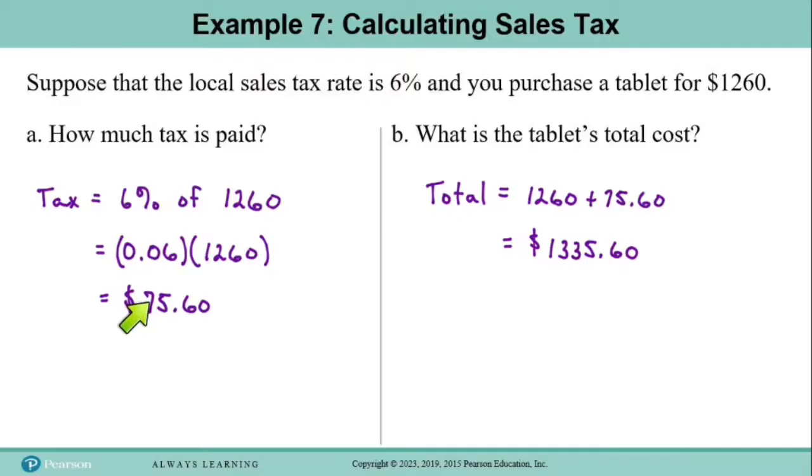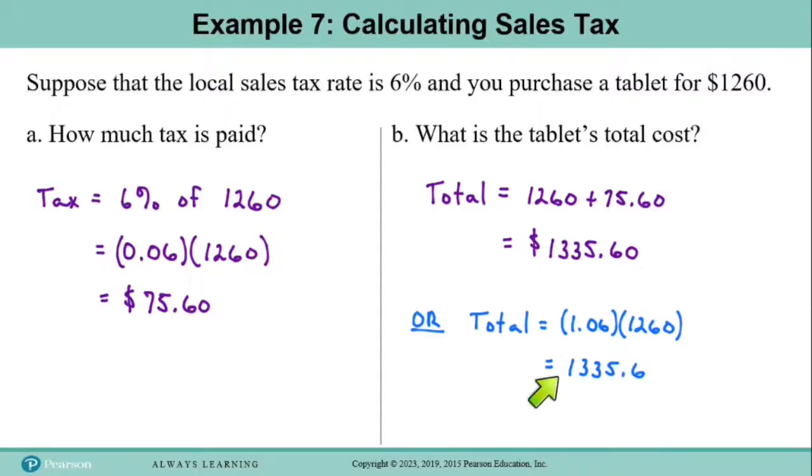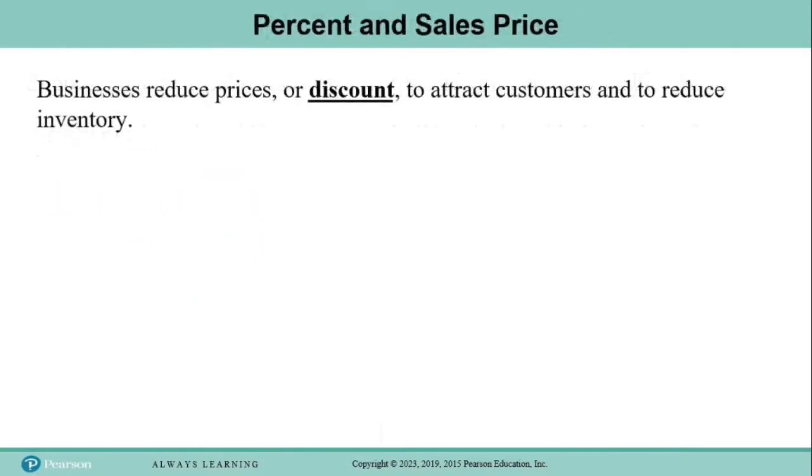But also, just to practice with what we learned on the last slide, if you didn't really need to know the tax amount separately and you just wanted the total cost, what you could do is say, I'm going to have to pay 106% of the price of the tablet, 100% for the tablet and 6% for the tax. So I'm going to pay 106%. So I could just write that the total is 1.06 times the price of the tablet, and so there is again our total cost of $1,335.60.